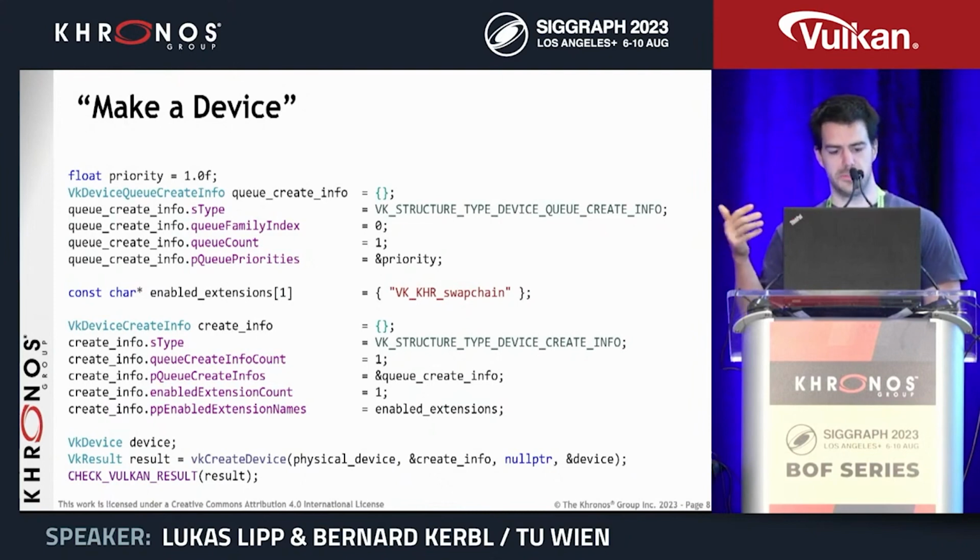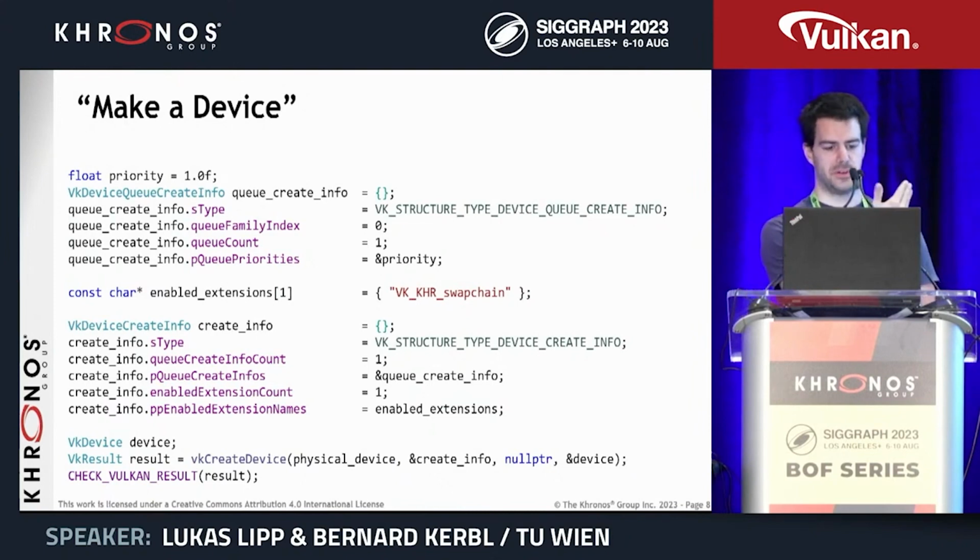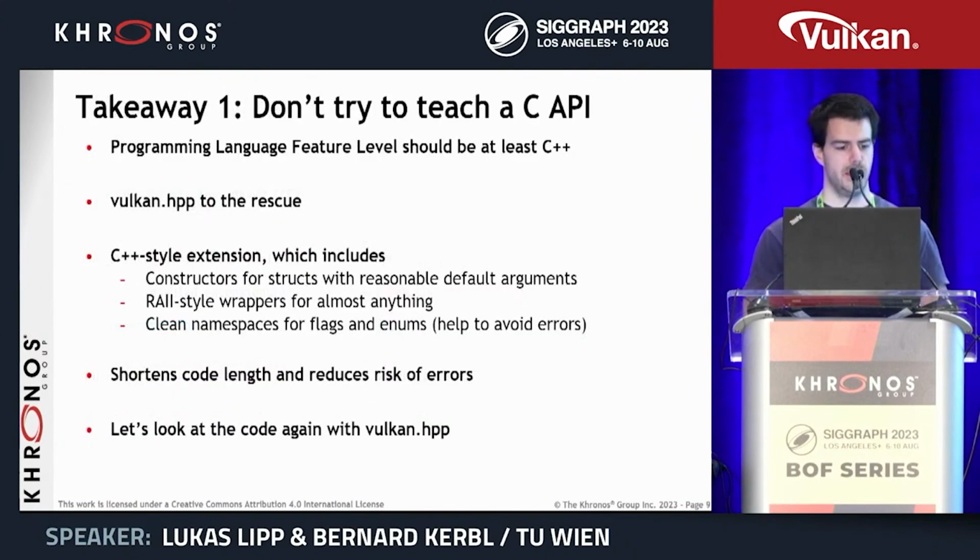And this aligns also with the demands of the different audiences we have. Again, this would be, for instance, the setup for making a simple device. And this is the C-style API of Vulkan. Especially for us, we said we want to be modular, we want to reach a broad audience, university or University of Applied Sciences. Especially for the latter audience, you don't want to try and teach them a C API. They will not take kindly to this, especially if C is not in their applied curriculum. So the first takeaway for making things easier would be to not try to teach the C API. And here you have basically Vulkan HPP that comes to the rescue. So you have those C++ style extensions, including constructors, RAII wrappers, and very clear and unambiguous namespaces that help shorten your code and reduce the risk of errors.